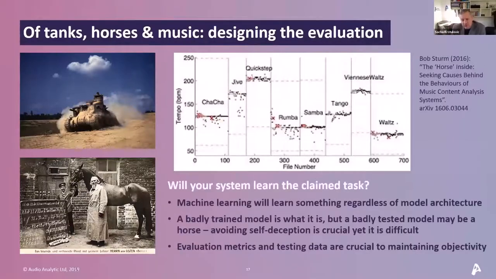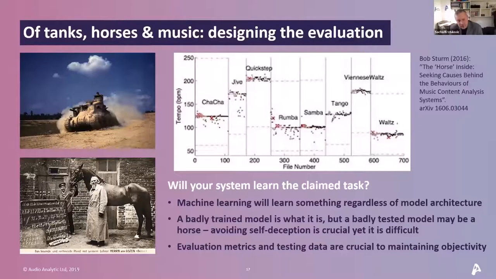So there is one crucial question here, which is, will your system learn the claimed task? Is your system really doing what you think it does? And you have to be careful because machine learning, no matter which algorithm you're using, could be DNNs, could be Gaussian mixtures, could be support vector machines in the olden days, will always learn something regardless of the model architecture. So yes, of course, we get excited about the model architecture, but something really important is to evaluate your model. A badly trained model is what it is, it's just not going to perform very well. If it's badly tested, it might be a horse.